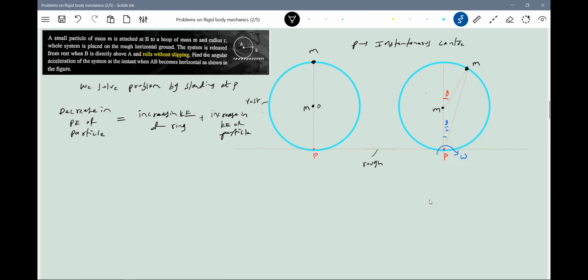Sir, why P, sir? Why not on the ground? Then we have to enjoy the question if you stand on the ground. So can you show this omega about O? No, all points will rotate about the center of mass of the system. Where is the center of mass of the system?